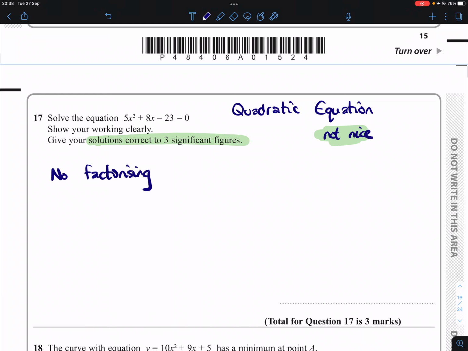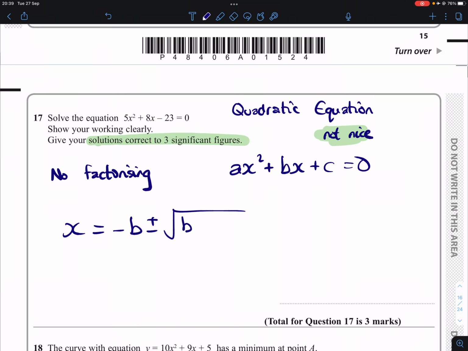Now you can technically do this by completing the square, but given the fact that you have this nice shiny formula at the beginning, where if you have ax squared plus bx plus c equals 0, check, we do have that, then you can use the quadratic formula, which is minus b plus or minus the square root of b squared minus 4ac all over 2a. All you then have to do is the following.